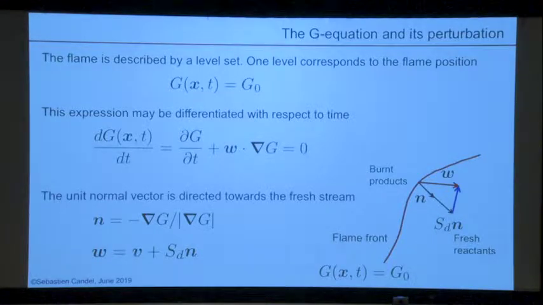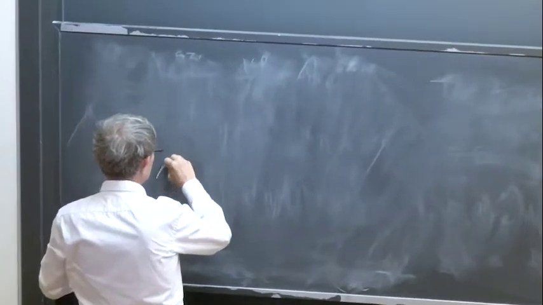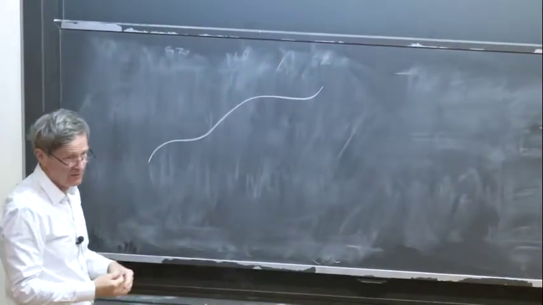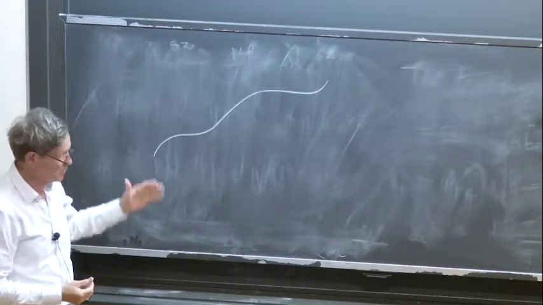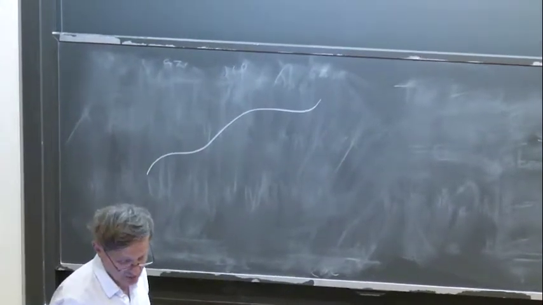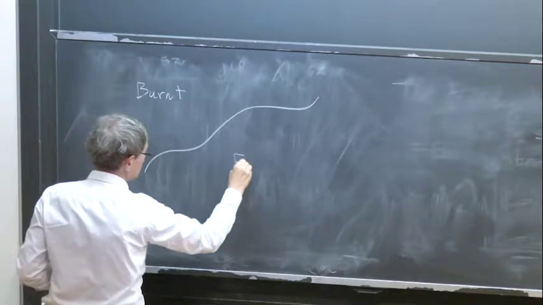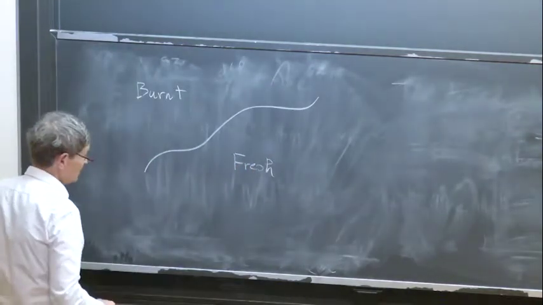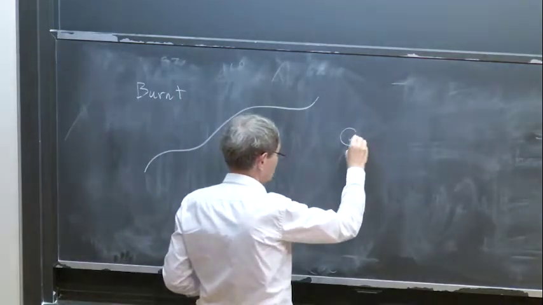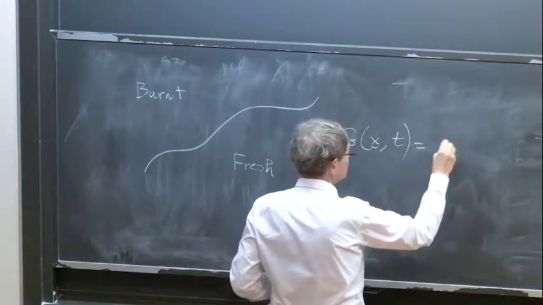So one tool in premixed combustion is the G equation. So what is this G equation? The idea is that the flame front is very thin, and you can actually consider that it's a surface. In 2 dimensions, it's just a line, and it separates burned gases from fresh gases. So, for example, you have the burned gases here, fresh on this side. And the idea is that the flame is a surface, G of x and t is equal to G0.